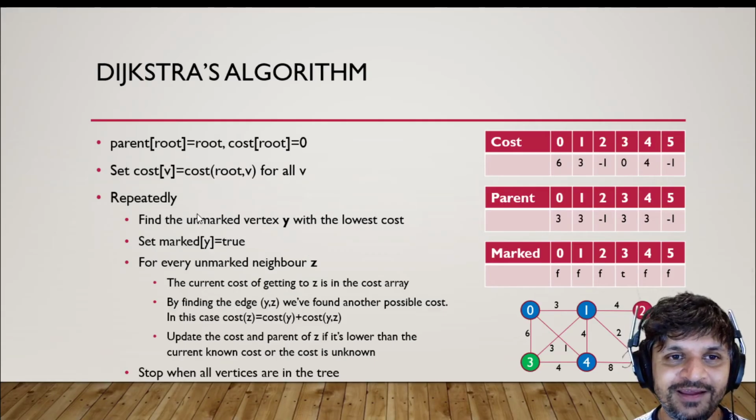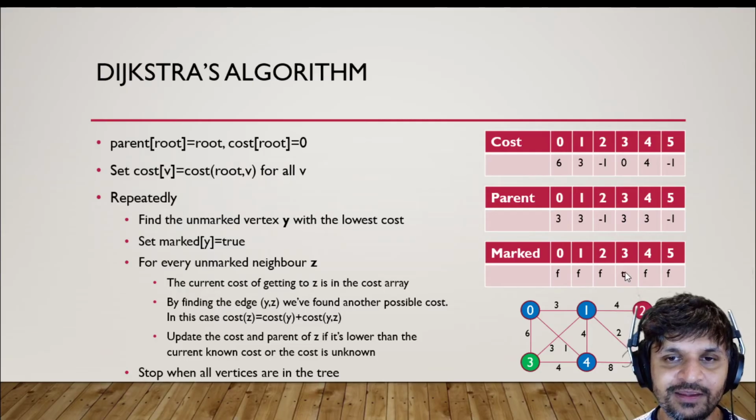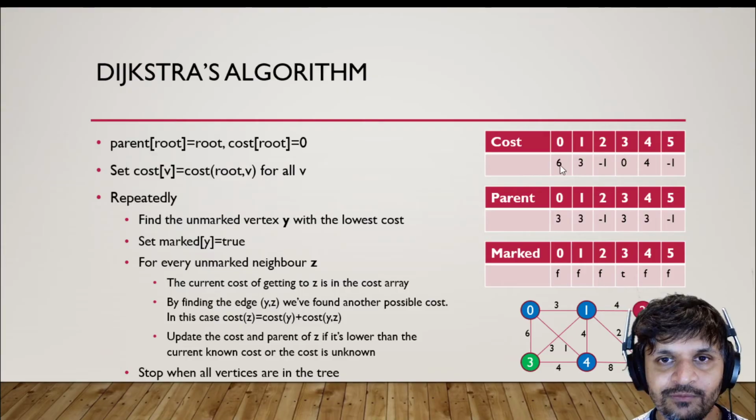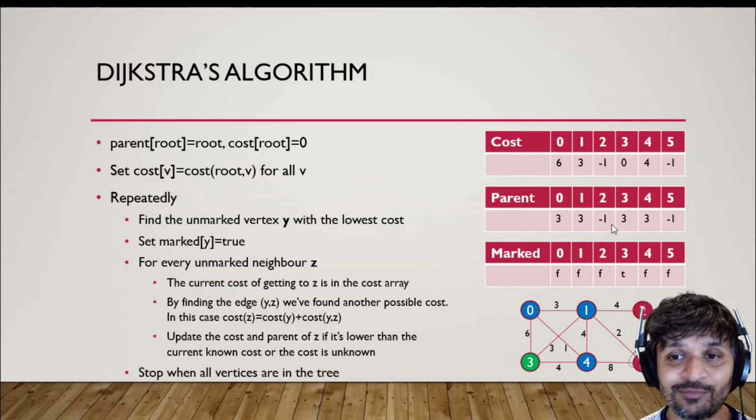Okay, then under this repeatedly part, this is where things get a bit interesting. We had set the marked of the root to true, just basically to say that it's in the tree. Now what we do is find the unmarked vertex y that has the lowest cost. Which vertex here has the lowest cost? Strictly speaking, it's vertex 3. But vertex 3 is marked because it's already in the tree. It's green, which in this terminology means marked. That's in no way a standard, that's just something I made up.